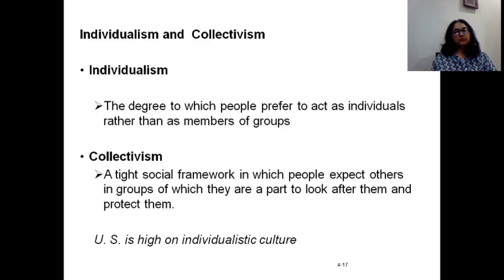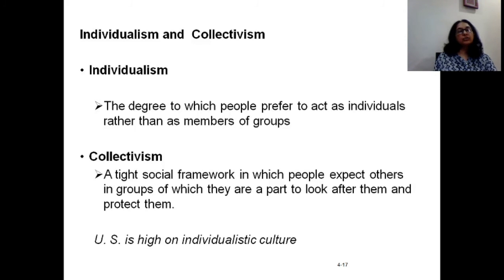individualism and collectivism. Individualism is where people act as individuals rather than as members of a group. So their identity is their own, and they don't want to be identified by their parents or by somebody else. They like to keep their individual self, as opposed to a culture of collectivism, where people value being associated with the group that they belong to. And collectivism is a tight social framework in which people expect others in groups of which they are a part to look after them and protect them.